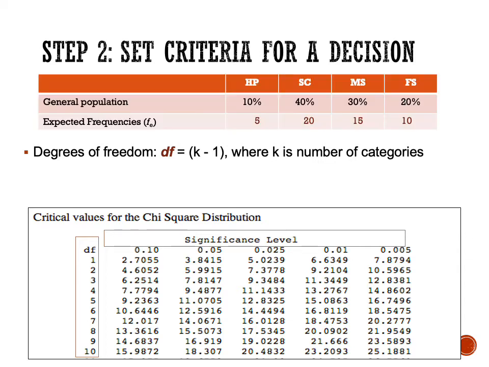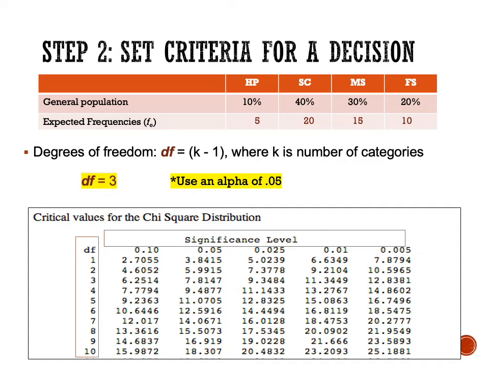In our situation here, we have 4 categories. Remember, there's 4 different types of cars. So K equals 4. All I have to do is just plug that in really quick. So DF equals 4 minus 1. Therefore, DF equals 3. So our degrees of freedom is going to be 3. For the significance level, you're going to default to using 0.05 unless it's otherwise stated. There may be cases where you're given a different alpha level to use, but if not, then you're going to use 0.05.